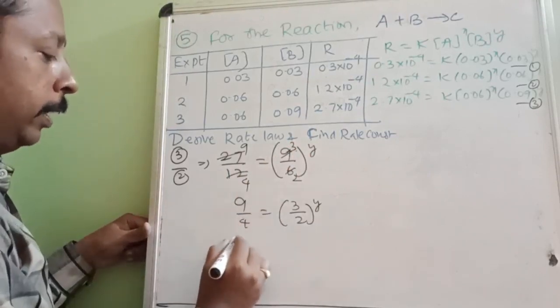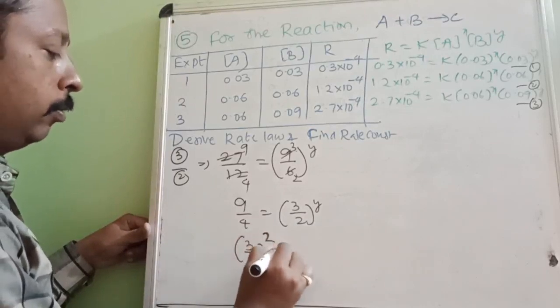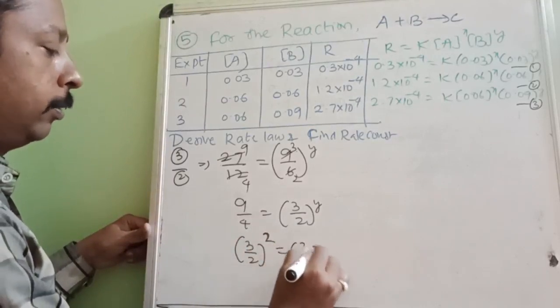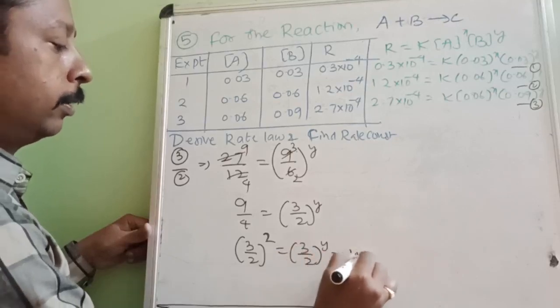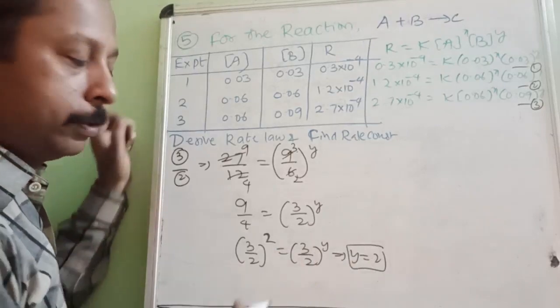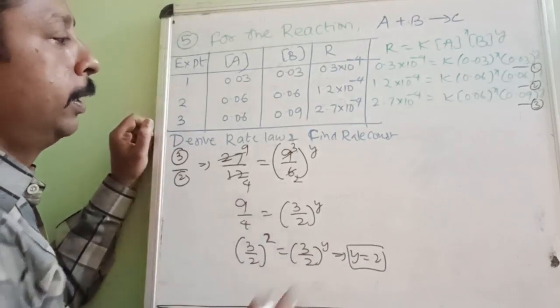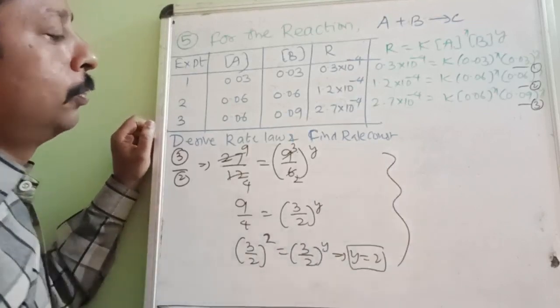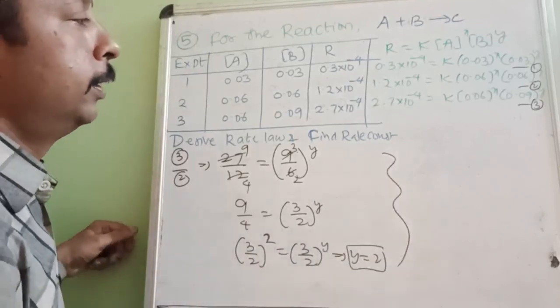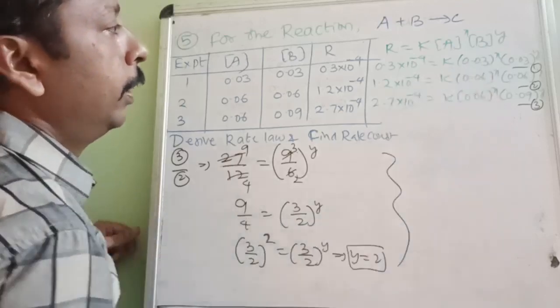Now what I will write this as 3 by 2 to the power of 2 is equal to 3 by 2 to the power of y. So y is equal to how much? 2. Y is equal to how much it is? 2. Okay. See how difficult it was. Somewhat typical or not. Now how to solve the x value? Nothing to cancel. Then I will write this y value here.